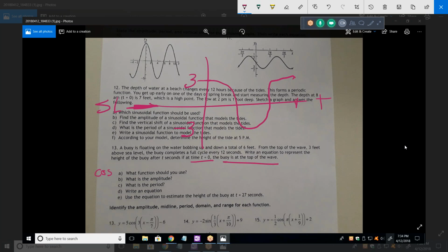What is this right here? That is 12. 12 seconds. One full cycle is 12 seconds. That is a full cycle there. Okay, so that's fairly straightforward. There's no vertical shift. There's no phase shift. There's an amplitude. What's the amplitude? 3. So A is 3. What's B equal to?